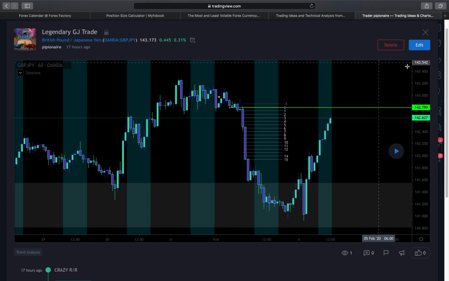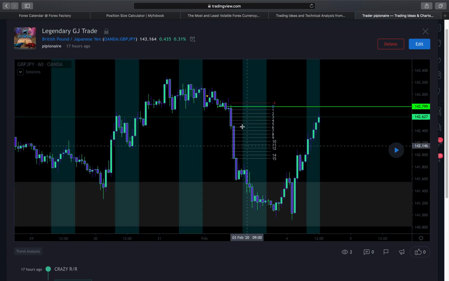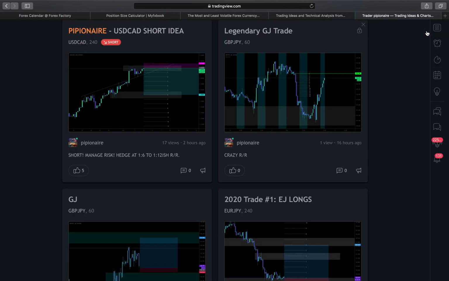Shout out my brother Nipsey. So yeah, this was a legendary trade. If I held it even longer, that would have been crazy ROI. But yeah, that's a massive trade.